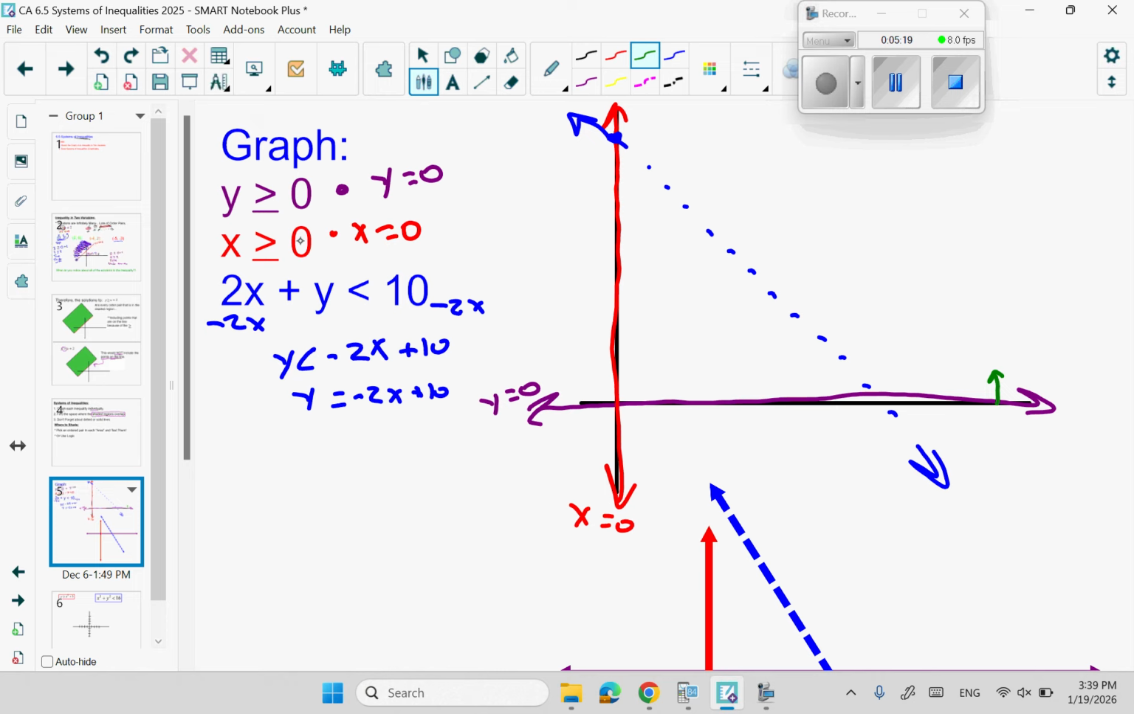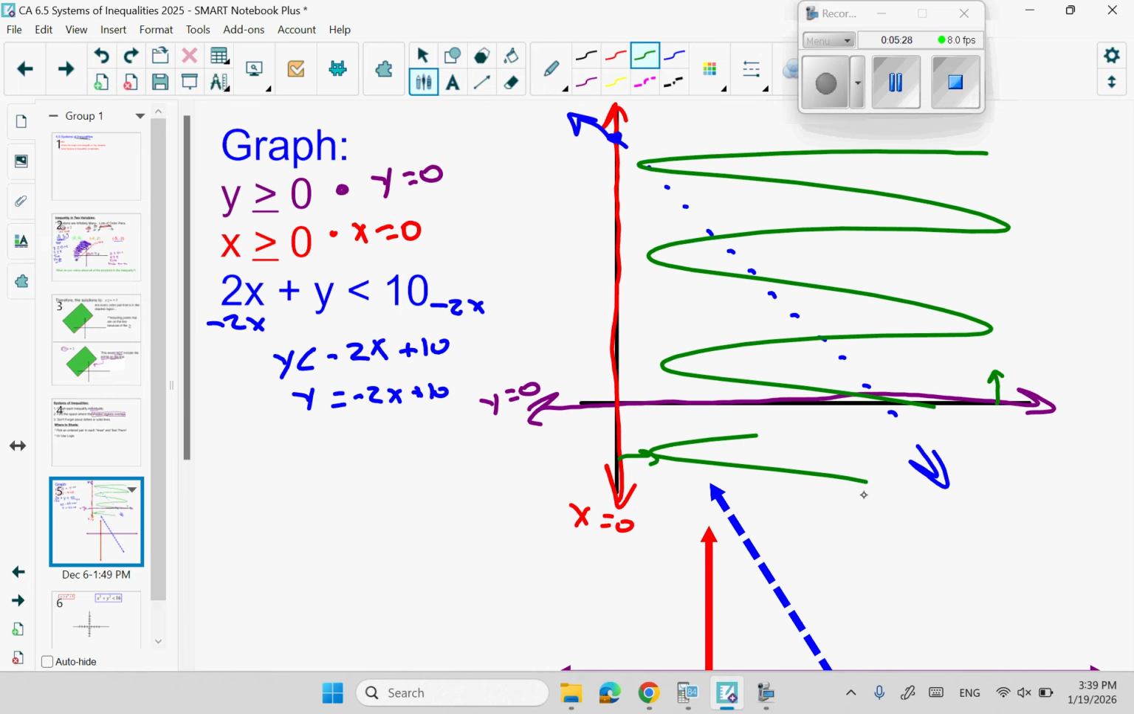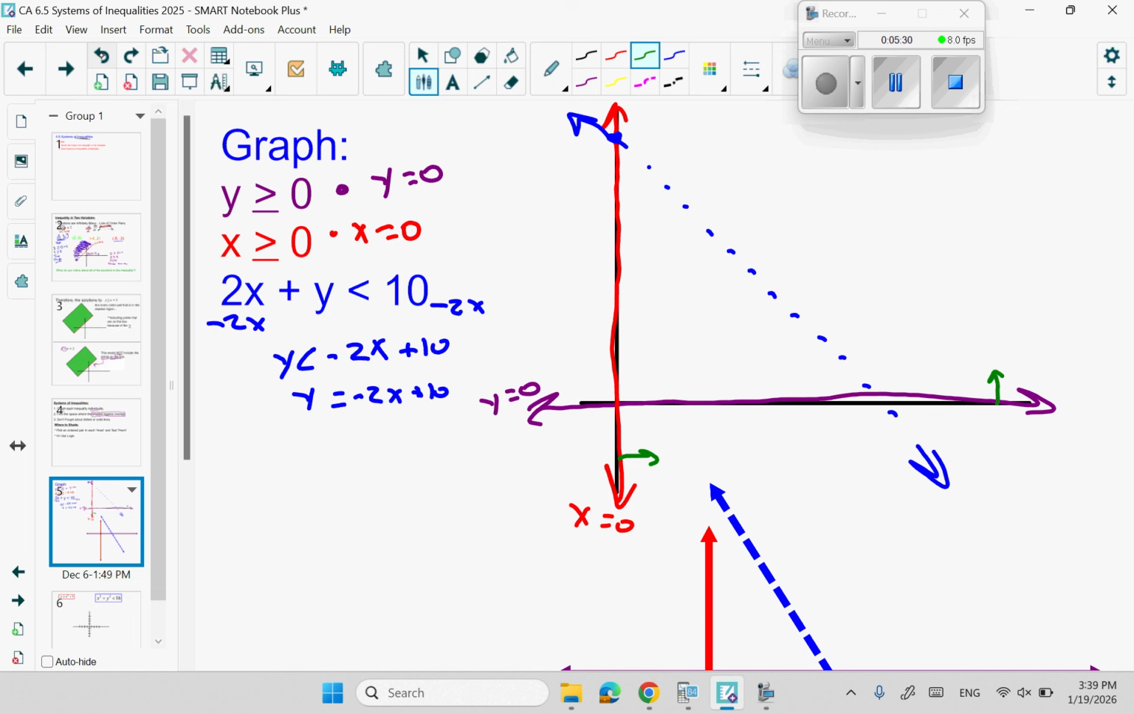Same thing with x is greater than or equal to 0. That would be an arrow to the right because all these x values are positive. So again, if I were just shading that one, my graph would be shaded over here. And the other one I need to worry about is this blue one here.